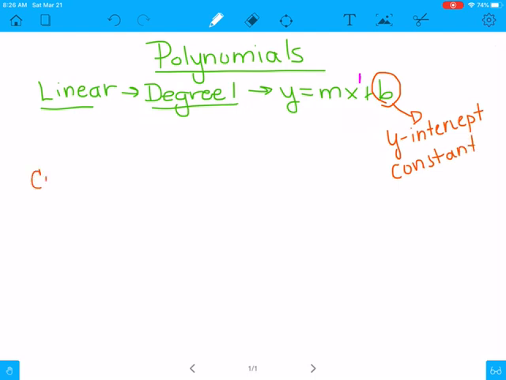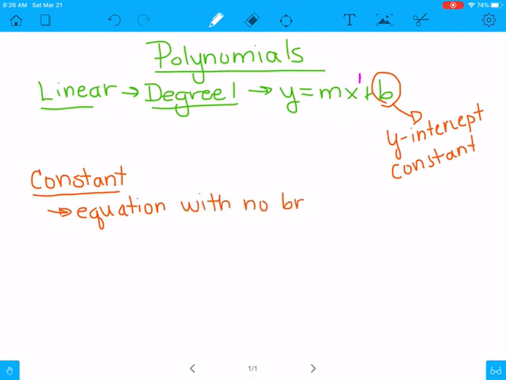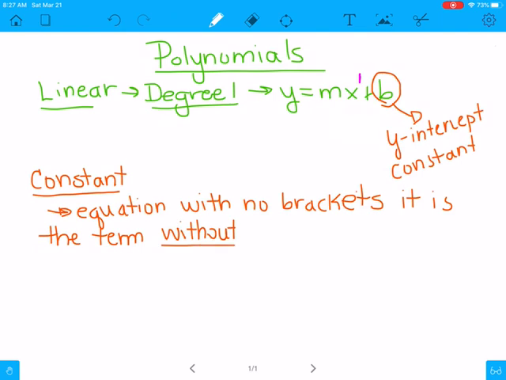Now, what is the constant? The constant is when you have an equation with no brackets. It is the term without a variable.